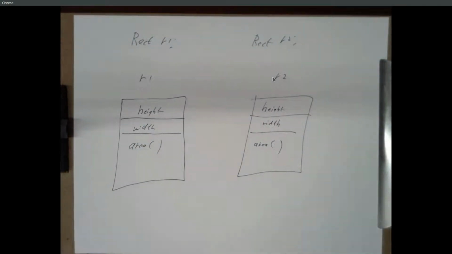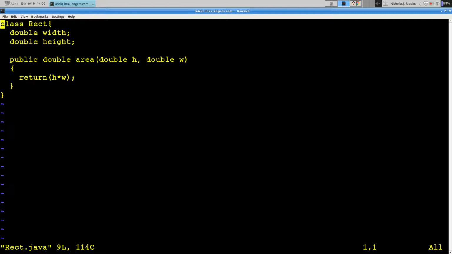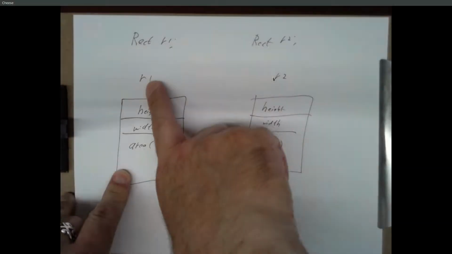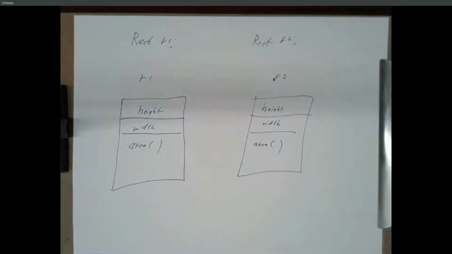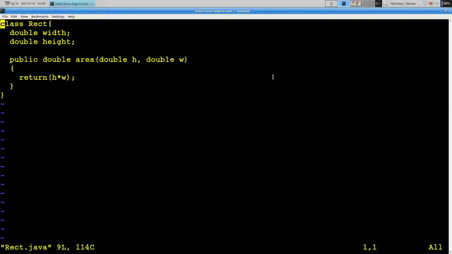So when we're inside this area function, we got here through this object R1, or we got here through this object R2. So inside this function, if we were to use the variable width, it would refer to this double, but it would actually refer to R1.width if we said R1.area. If we said R2.area, then width would be the same thing as R2.width. If we invoke haha.area, then width is haha.width.